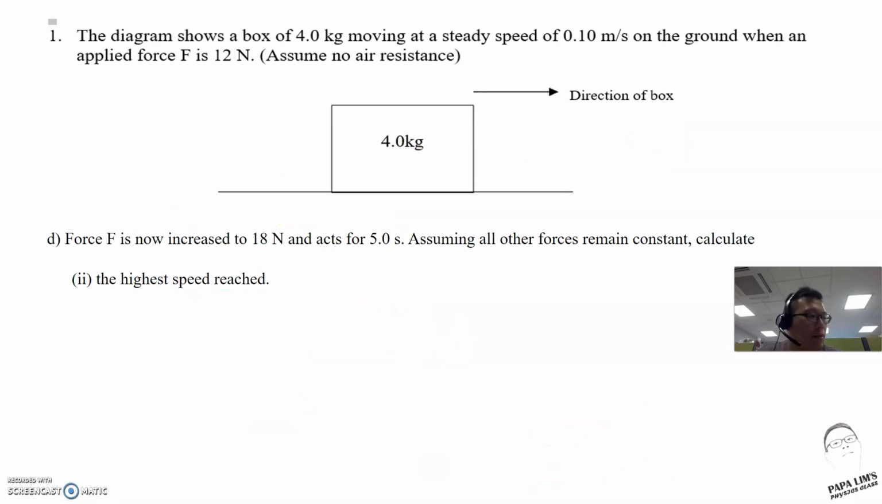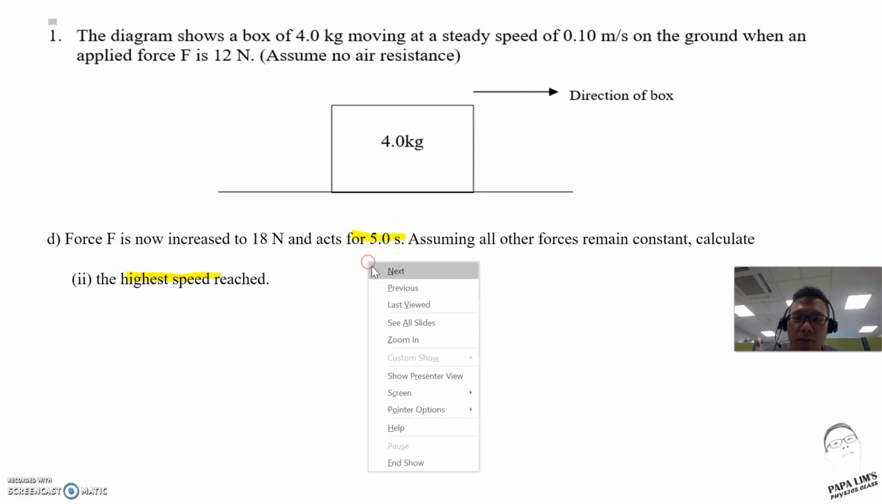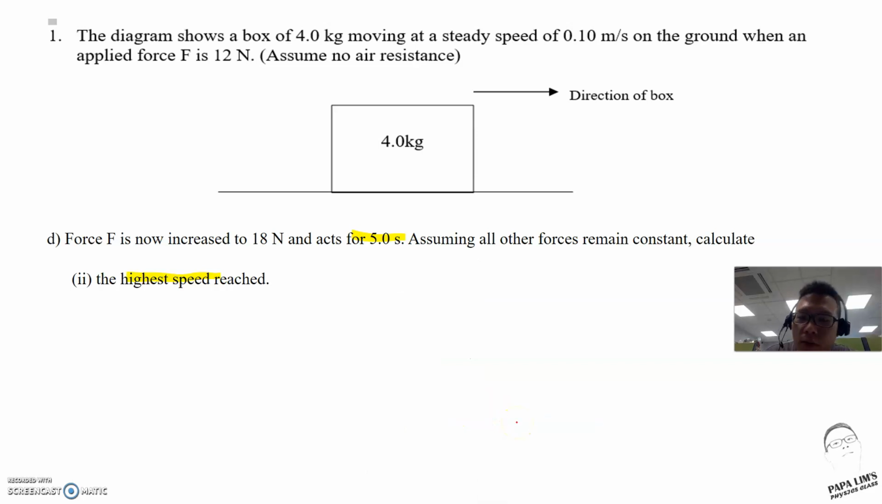Now, what happened to the last part? Higher speed reached. You must remember the question time given is 5 minutes. So higher speed, you have acceleration, you have force. So the formula that you're looking for should be from your chapter 2 kinematics. Why? The simple formula will be a equal to v minus u divided by delta t.